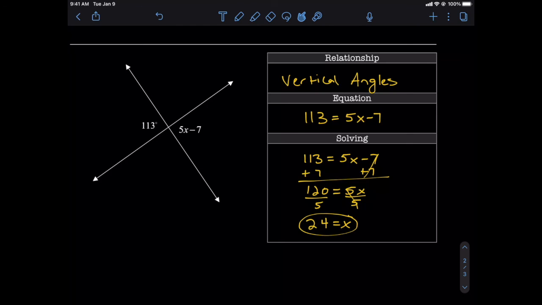I should mention here too that you'll notice that even though our two angles were basically horizontal from each other, they're still considered vertical angles. Remember, the definition of vertical angles is just that they share a vertex. They open in opposite directions.